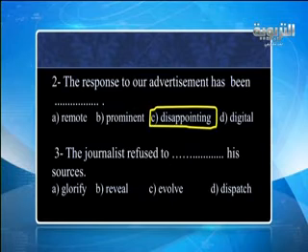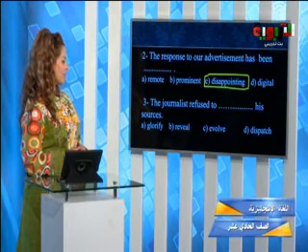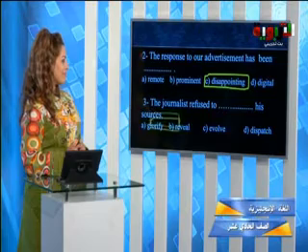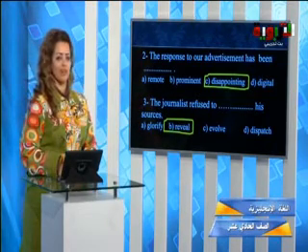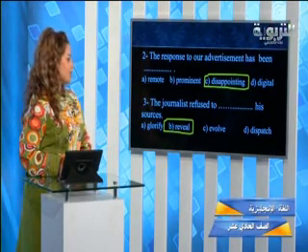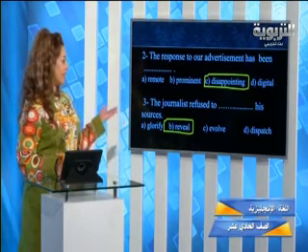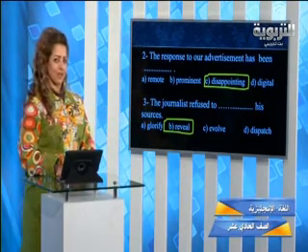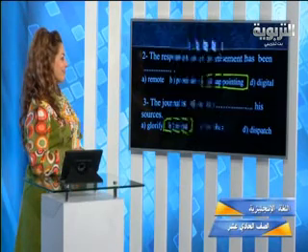Now, let's go to the third question. I mean the sentence. The journalist refused to blank his sources. The journalist refused to glorify, reveal, evolve, or dispatch. Which one? Well done. It's reveal. The journalist refused to make known to others, reveal his sources. Do you understand? I hope you do.